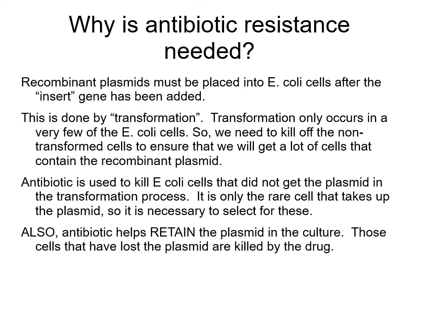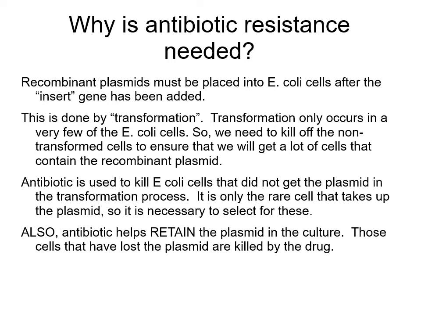So we need to kill off the non-transformed cells in order to ensure that we get a lot of cells which contain our plasmid. The untransformed cells won't contain the plasmid that we want, and therefore we need to get rid of those. So that's the process of selection, where we're going to kill off the untransformed cells. So we use antibiotics to kill the E. coli cells that did not get the plasmid in the transformation process. And the antibiotic resistance gene enables us to do that. It's only the rare cell that takes up the DNA, the plasmid, that is able to survive the antibiotic.